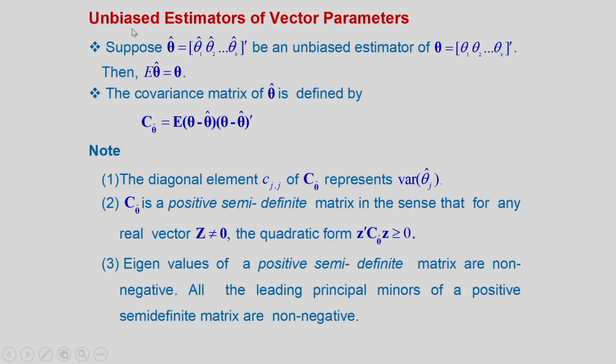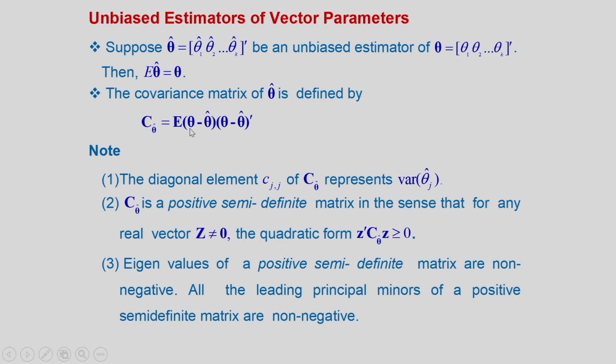Now, we will be considering unbiased estimators for vector parameters. That is our concern. Suppose theta hat is equal to theta 1 hat, theta 2 hat, etc., up to theta k hat, transpose. This is a vector, an unbiased estimator of theta, where theta is equal to theta 1, theta 2, up to theta k. Then E of theta hat vector will be equal to theta, that is the unbiased estimator, and the covariance matrix of theta hat is defined by C of theta hat, that is equal to E of theta hat minus theta, into theta hat minus theta, transpose. This is the definition of the covariance matrix.